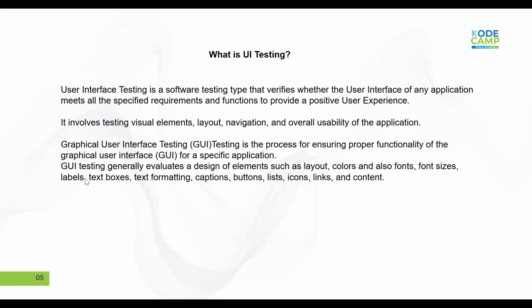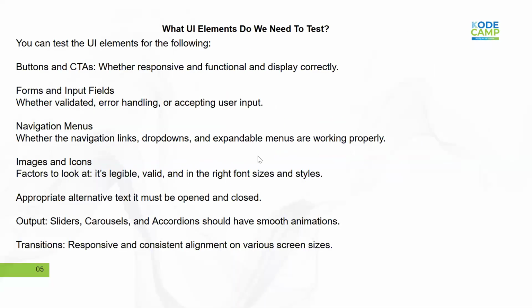You have to check the labels. You have to check the text boxes. You have to check the text formatting. You have to check the captions, the buttons, the lists, icons, links, and everything. So what UI elements do we need to test?